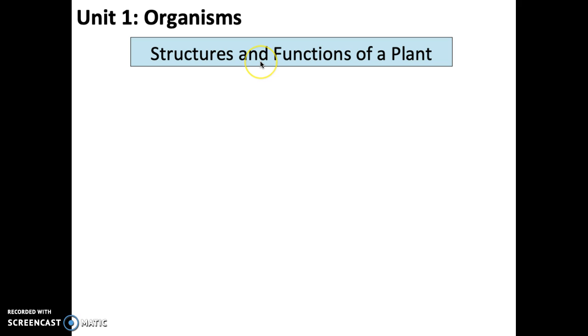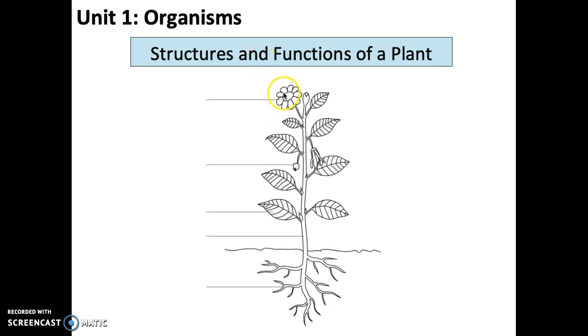In Unit 1, we've been learning about the structure and function of organisms. Today, we will review the structures and functions of a plant. The purpose of a plant's flower is to help the plant reproduce.